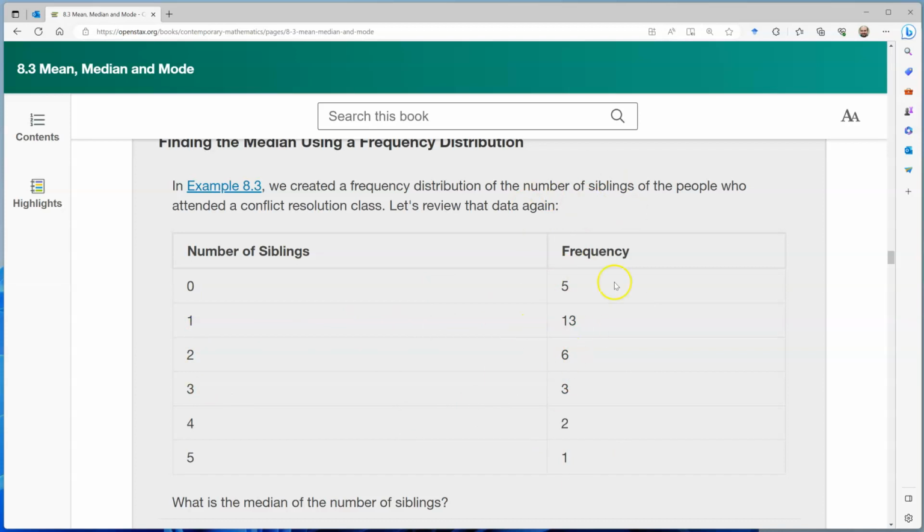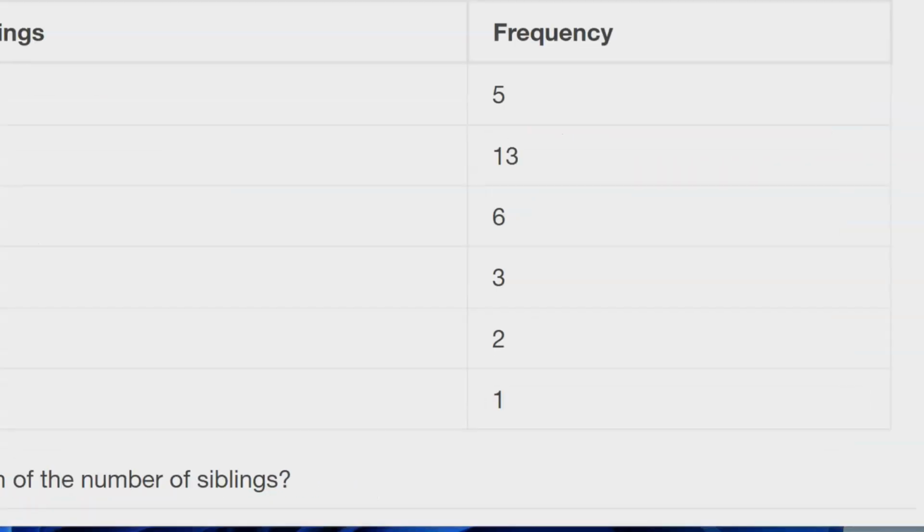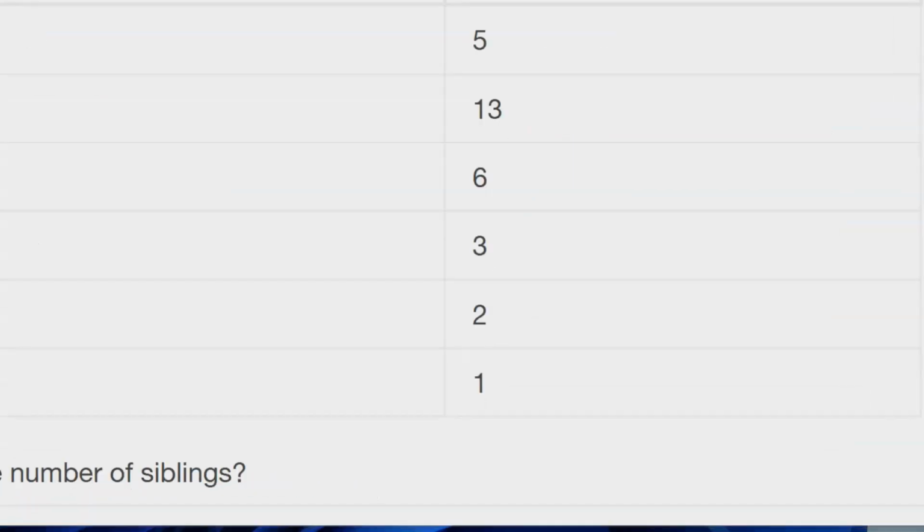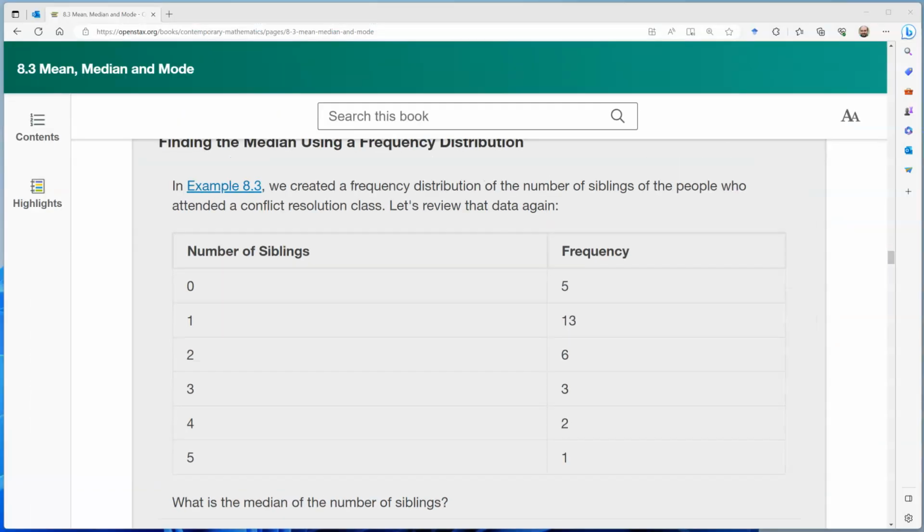So how many people do we have? If we add all these numbers up, we get that there are a total of 30 people here. So again, it's an even number, so we're looking at between the 15th and 16th position.